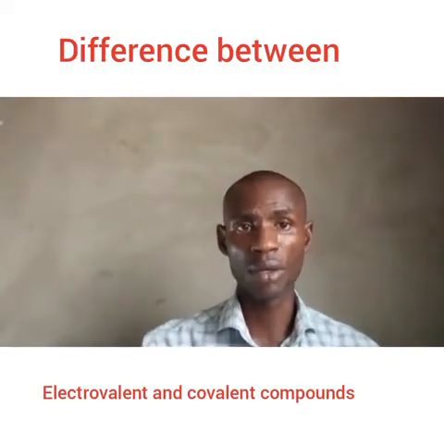Alright, now let's look at the difference between electrovalent compound and covalent compound. In electrovalent compound, we have ionic bond, or electrovalent bond. Then in covalent compound, we have covalent bond. Number one, electrovalent compounds have high melting and boiling point. Covalent compounds have low melting and boiling point when compared to electrovalent compounds.